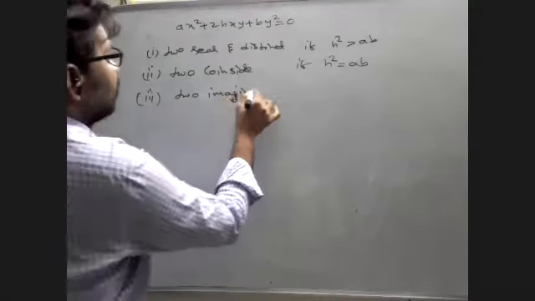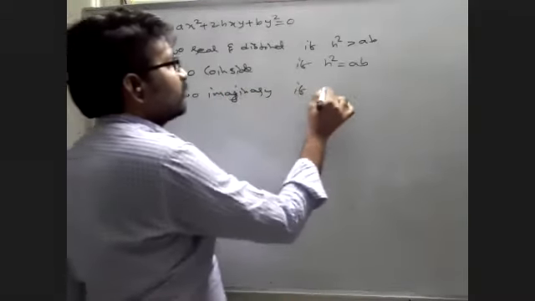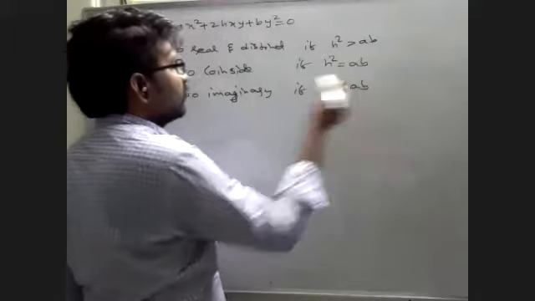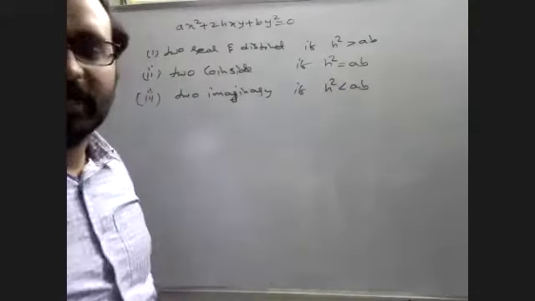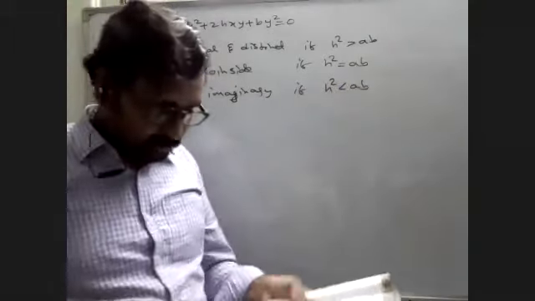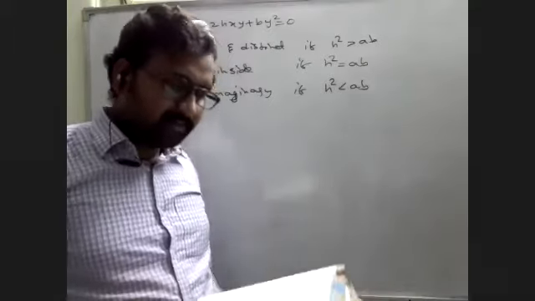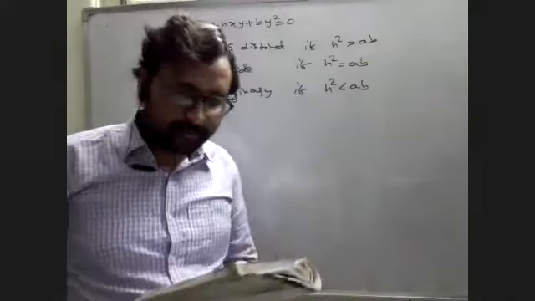Imaginary, when it happens h square less than ab, then this represents two imaginary lines. So this is the nature of a pair of lines. Now, slope of pair of lines.